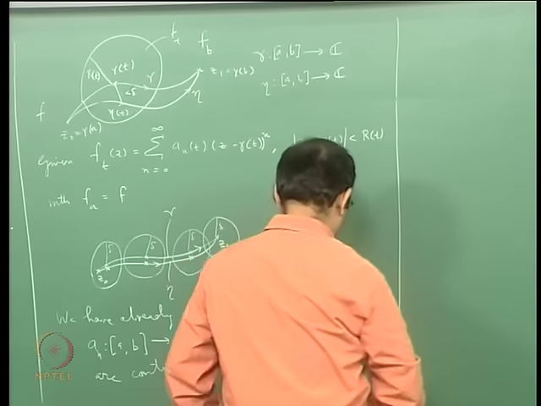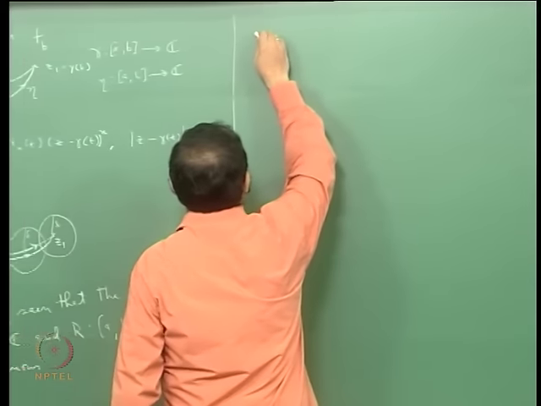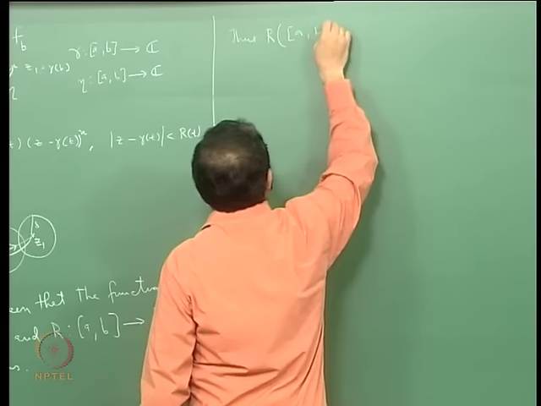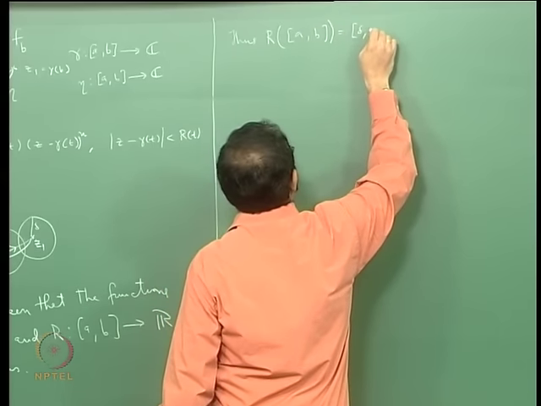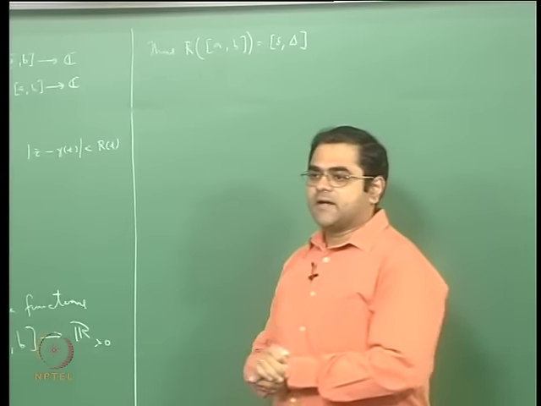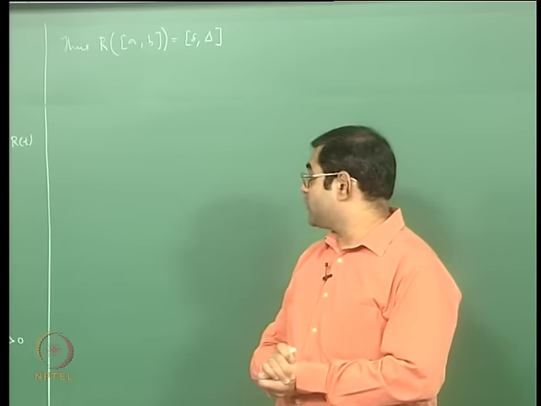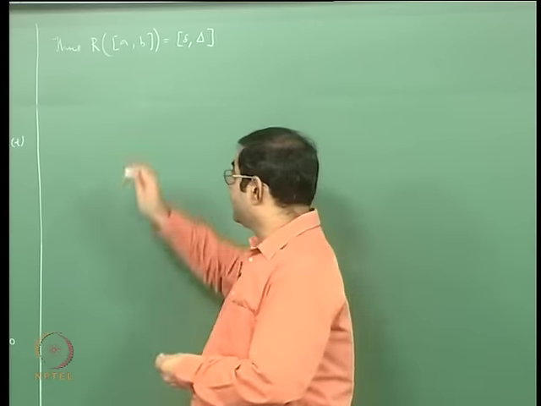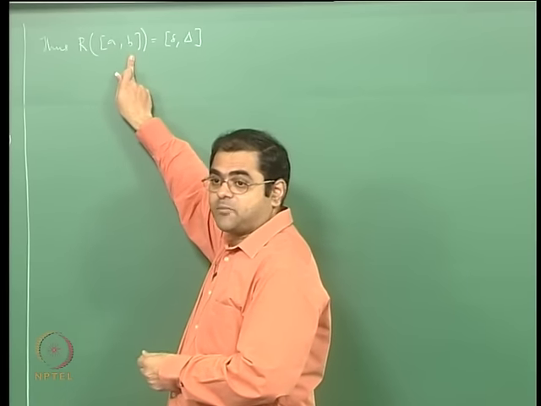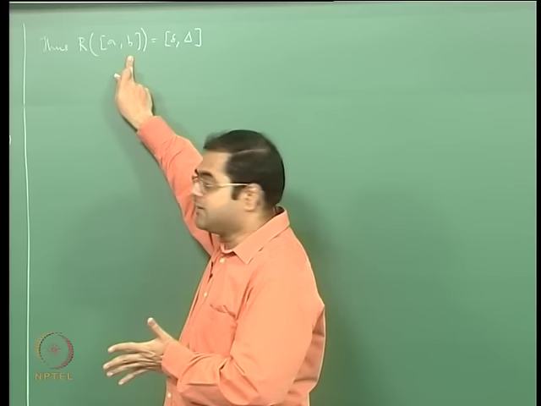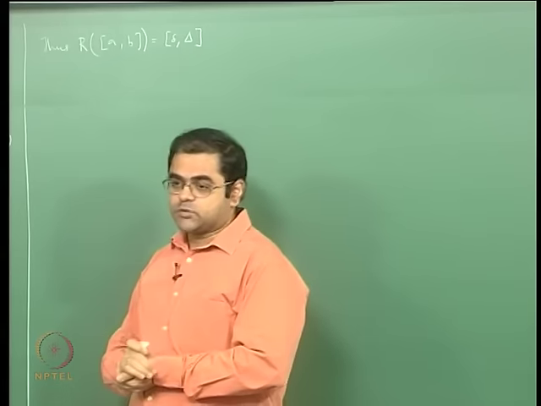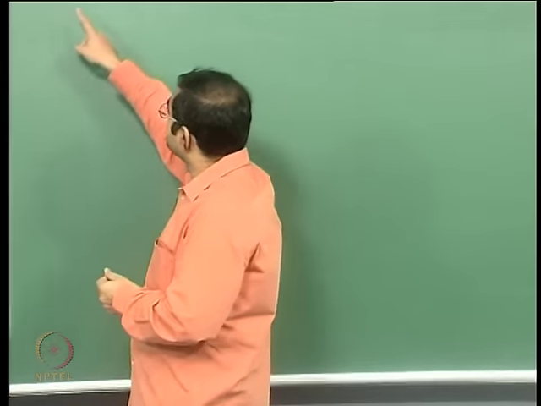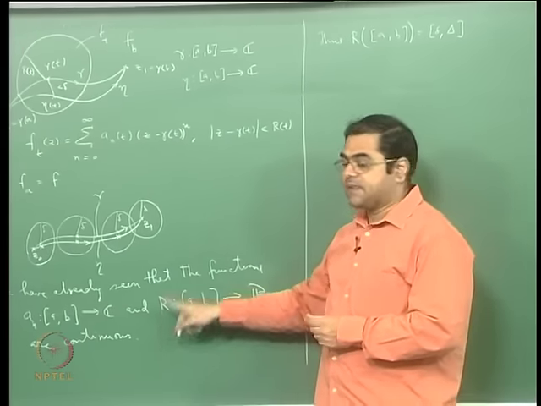Thus, if you take R of this closed interval [a,b], what you will get is some interval from delta to capital Delta. See, mind you, R is a continuous function. A continuous function maps a connected set to a connected set, and it maps a compact set to a compact set. Therefore, this closed interval [a,b] is going to be mapped to a connected set on the real line, so it is going to be a real interval, and it's also going to be mapped to a compact set. So you're going to get an interval on the real line which is connected and compact, so it has to be a closed interval. And of course every value that R takes is positive, therefore this delta is positive.